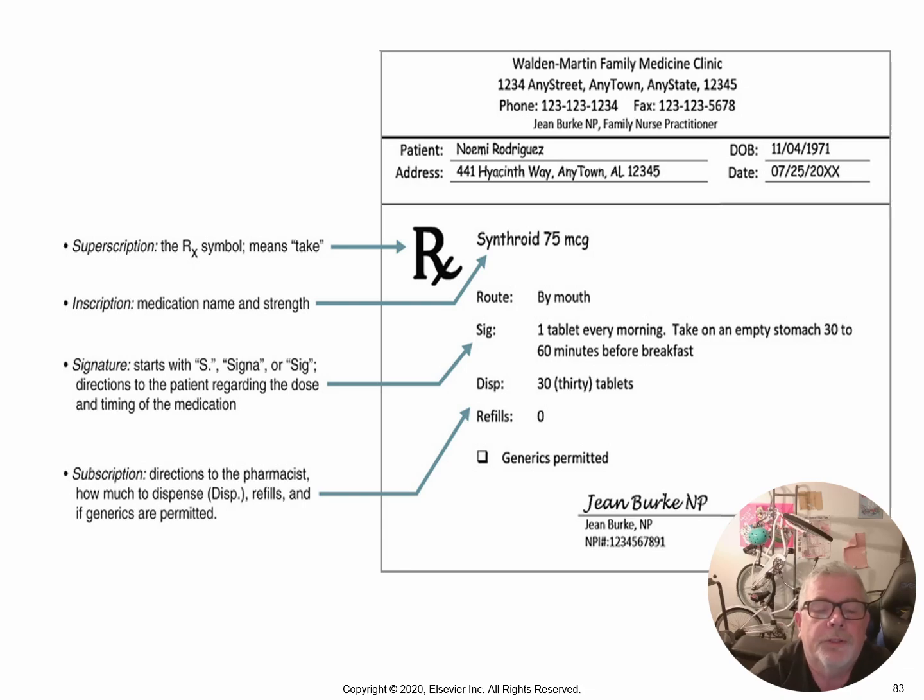The inscription is the medication and the strength. SIG is the abbreviation for signature. This is directions to the patient regarding the dose and the timing of the medication. So it says there, 1 tablet, and a little mistake was made here, I'll tell you about that in a minute. 1 tablet, take on an empty stomach 30 to 60 minutes before breakfast. And dispense 30 tablets. Well, they made it a little bit better there.